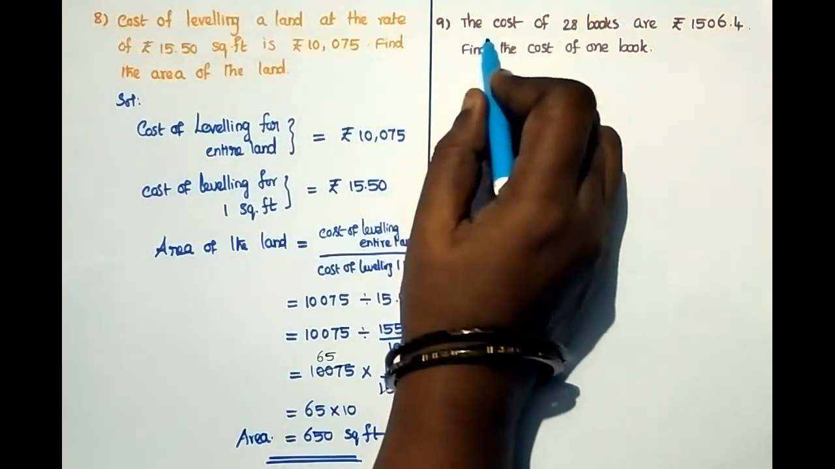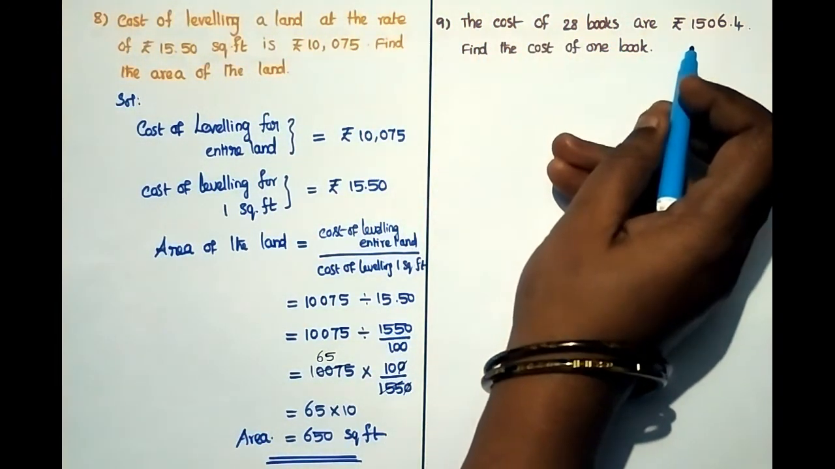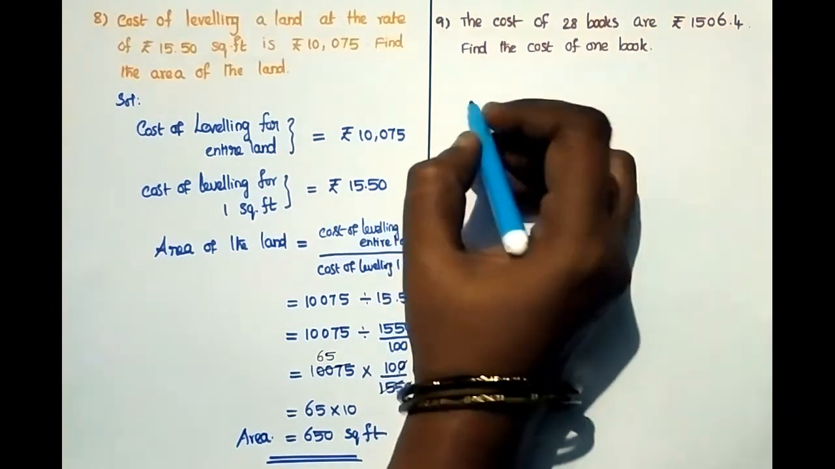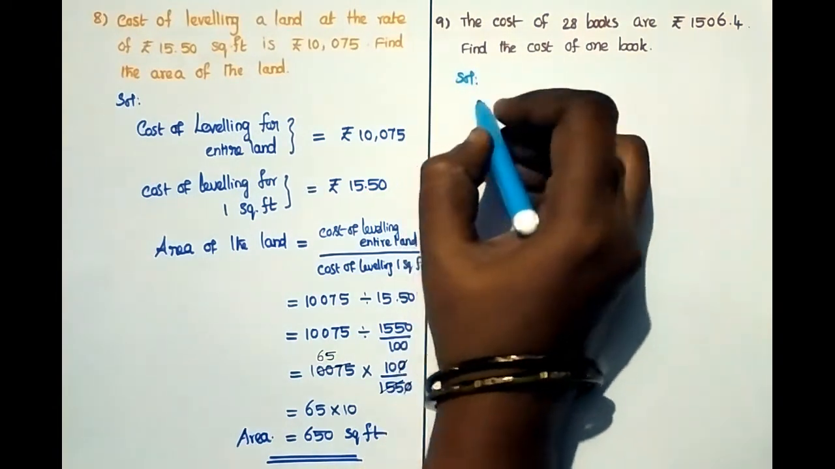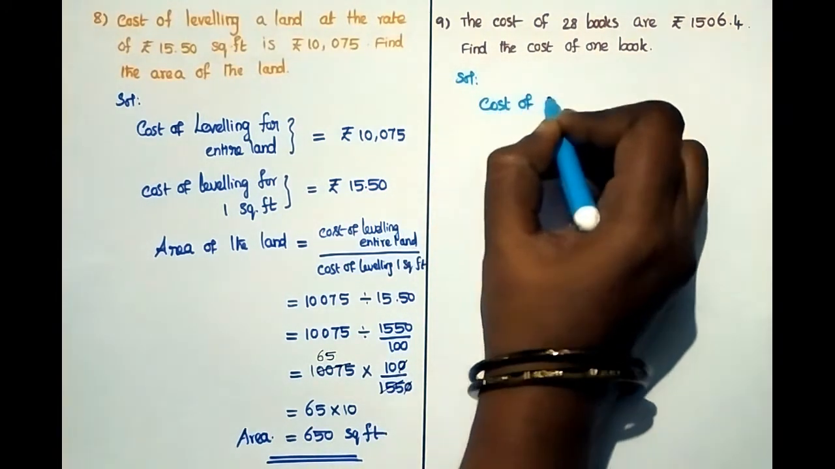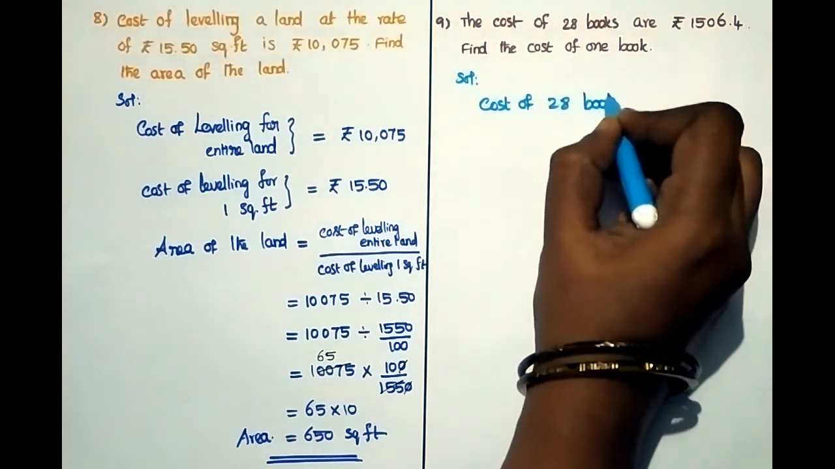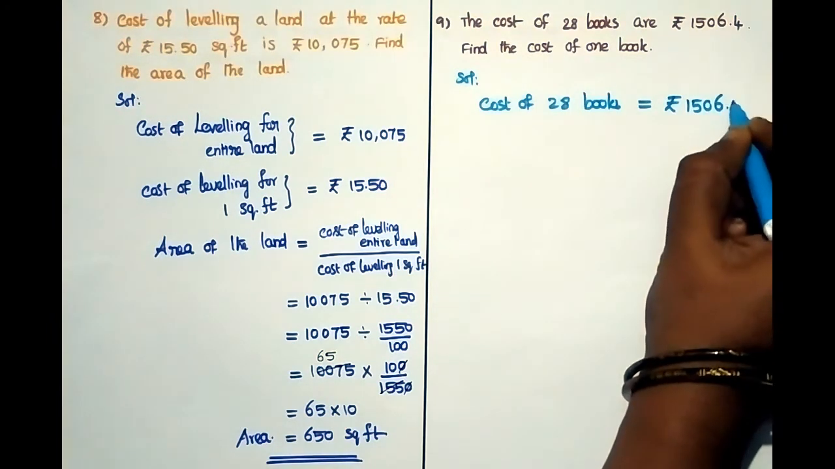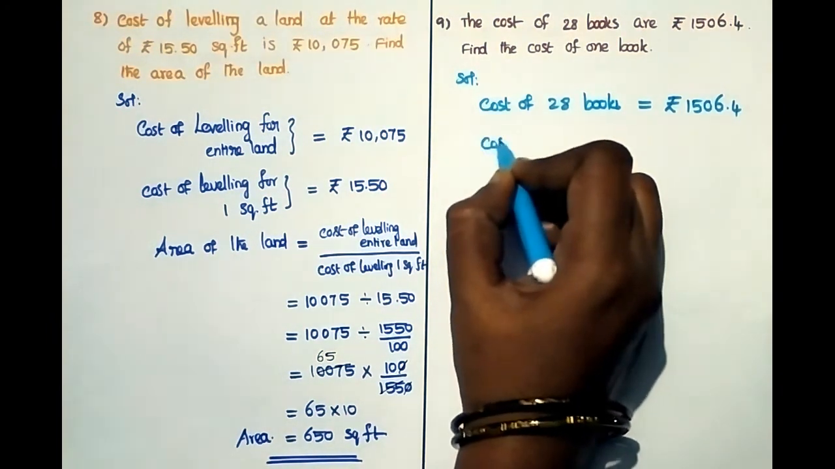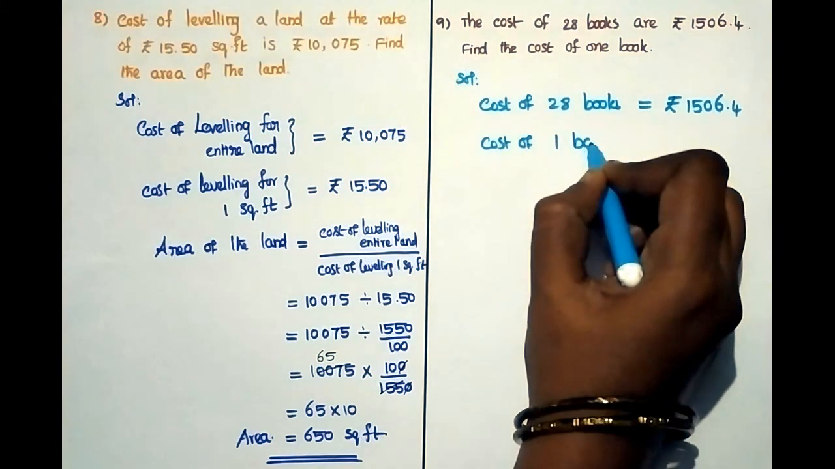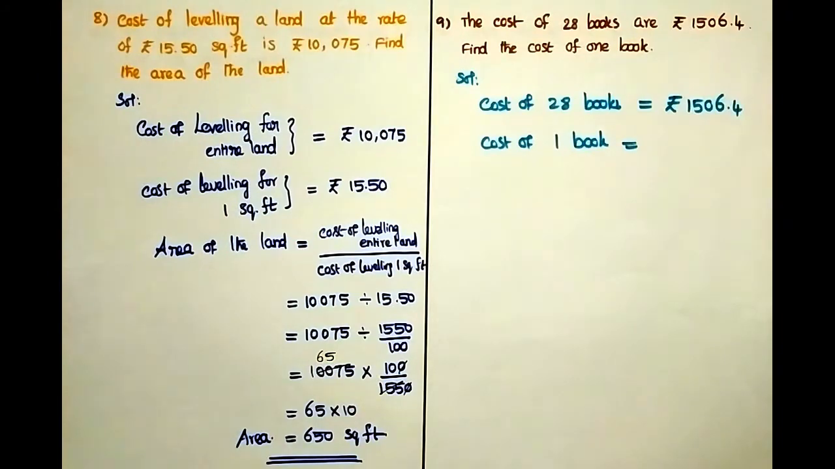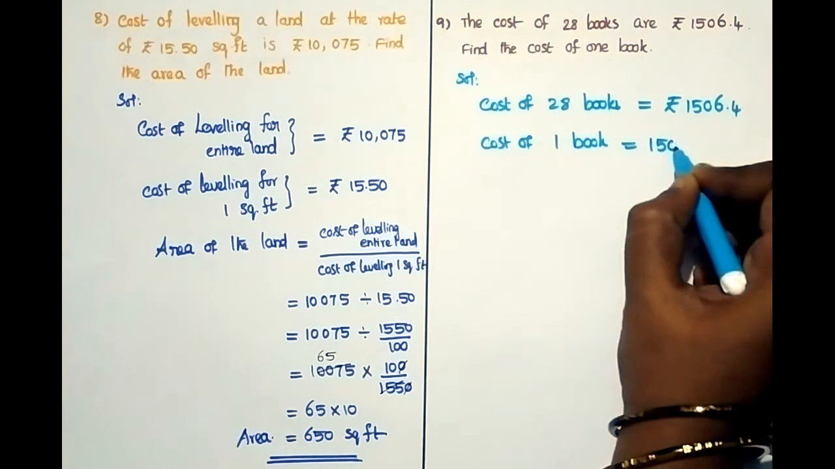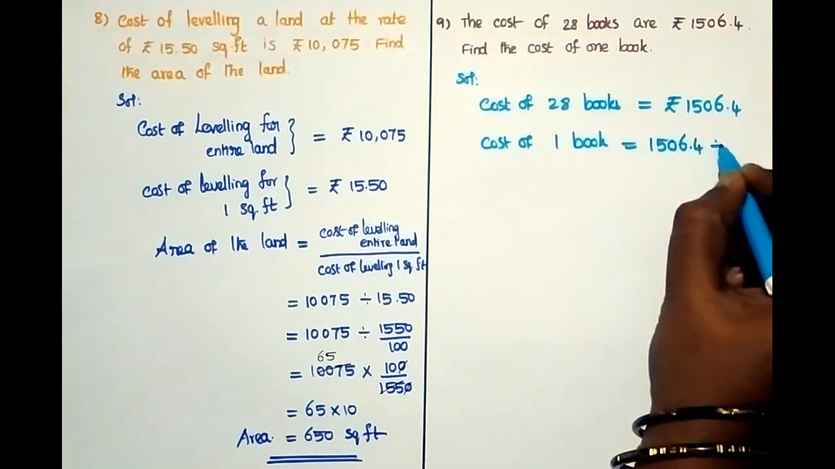Ninth sum. The cost of 28 books are rupees 1506.4. Find the cost of one book. Listen. Cost of 28 books they given. Cost of 28 books equal to rupees 1506.4. So we want to find out cost of one book equal to 1506.4 divided by 28.